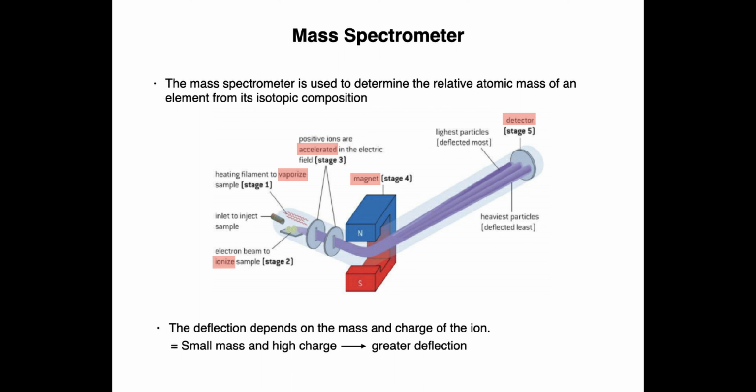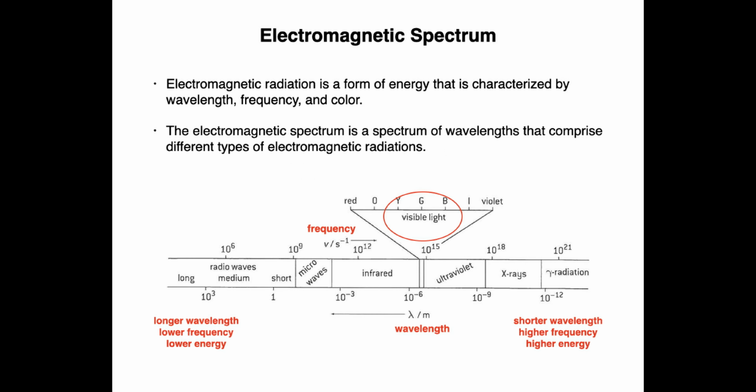The ions are then accelerated in the electric field and deflected by an external magnetic field. The amount of deflection depends on the mass and charge of the ion. The smaller the mass and higher the charge, the greater the deflection. At last, a detector will record the mass-charge ratio of the ions.